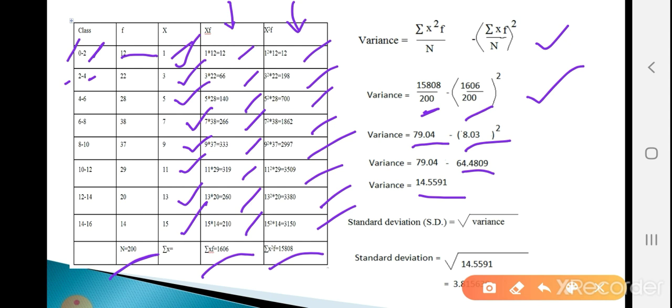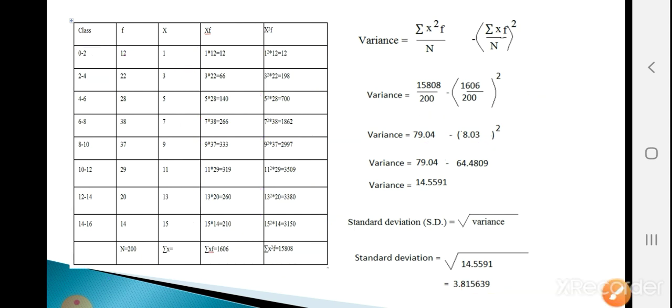Now calculate the standard deviation. Standard deviation is nothing but the square root of variance. So the variance value is 14.5591, and the square root of 14.5591 is 3.815639. So this is the method for calculating the variance, standard deviation and CV for continuous data.